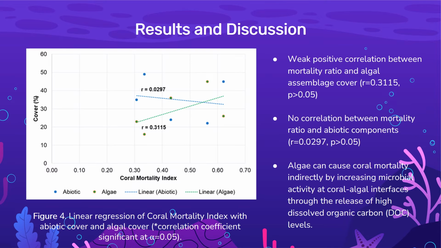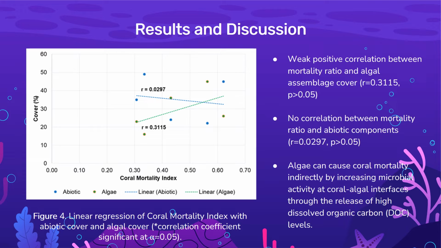In addition, the mortality ratio values obtained were correlated with the abiotic and algae percent cover. There is a weak positive correlation between mortality ratio and algal assemblage cover. Furthermore, mortality ratio showed no correlation with abiotic components. The loss of coral cover is generally associated with an increase in algae abundance.